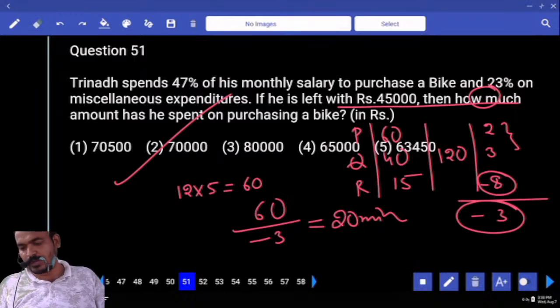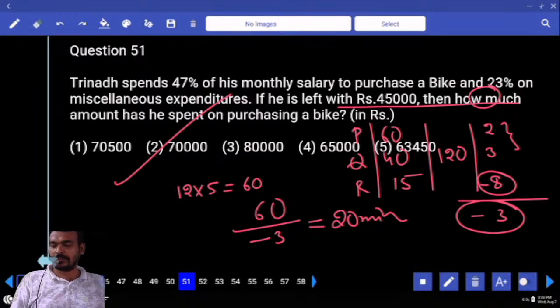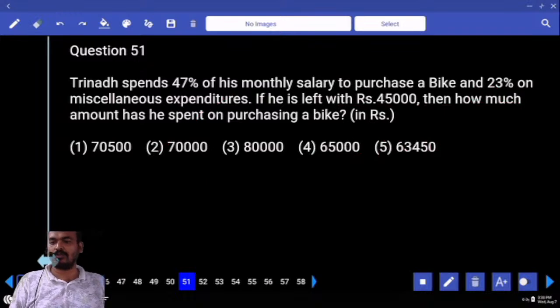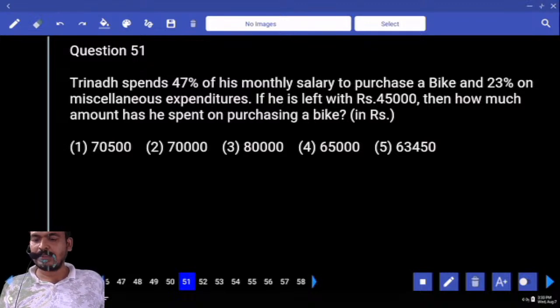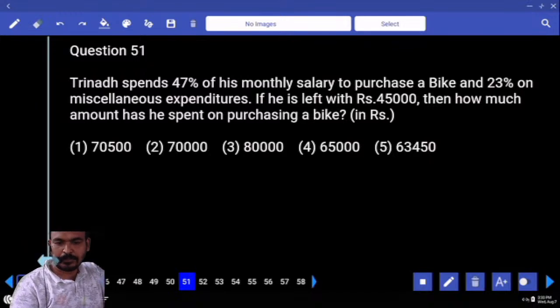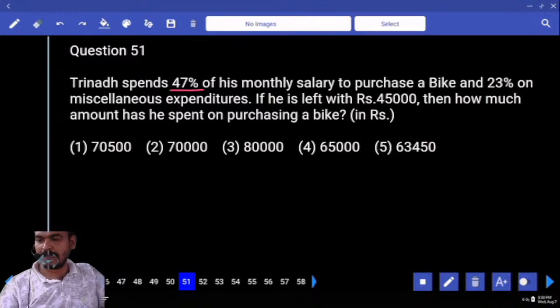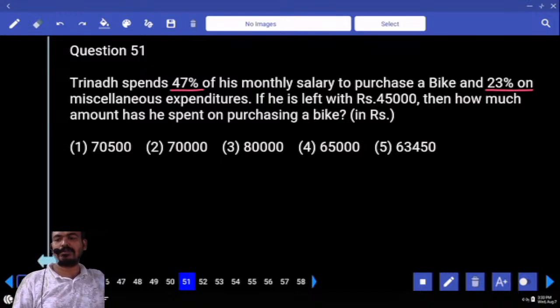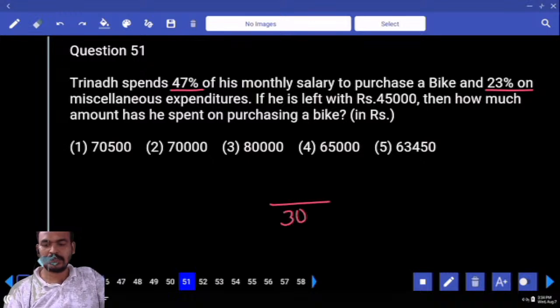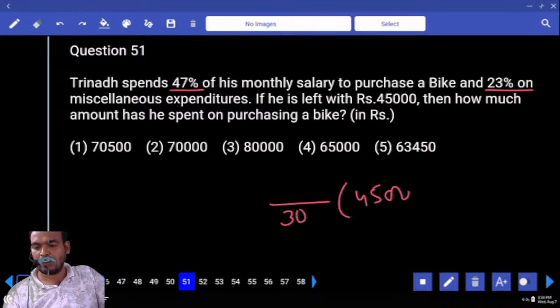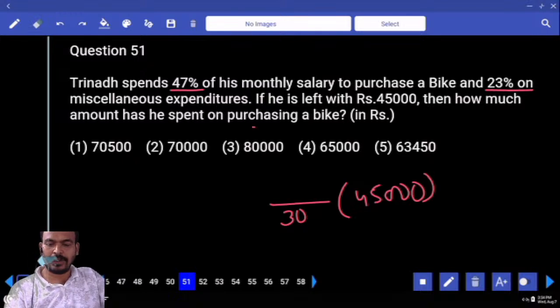Next question number 51. Trinath spends 47% of his monthly salary to purchase a bike and 23% on miscellaneous expenditure. If he is left with 45,000, then how much amount has he spent on purchasing a bike? First of all, what is the bike percentage? 47. Miscellaneous 23. 47 plus 23 is 70. Out of 100%, 70 is complete. What is the remaining? 30%. But in place of 30%, how many rupees is given? 45,000. But we require the bike cost.